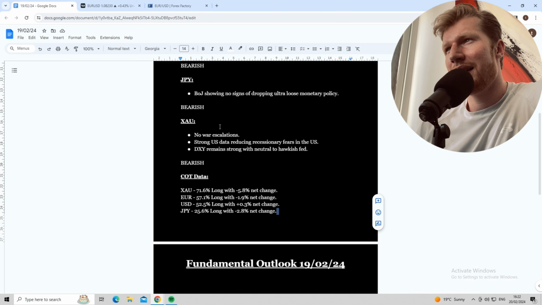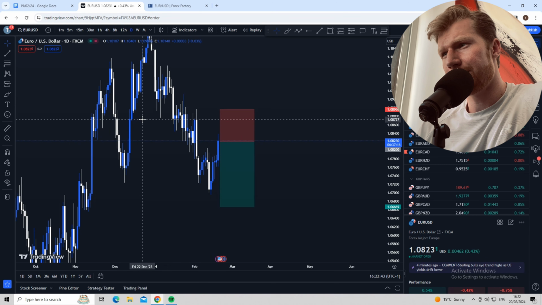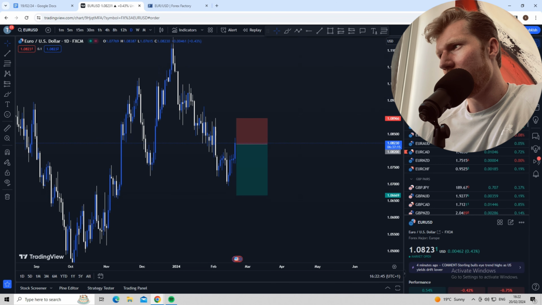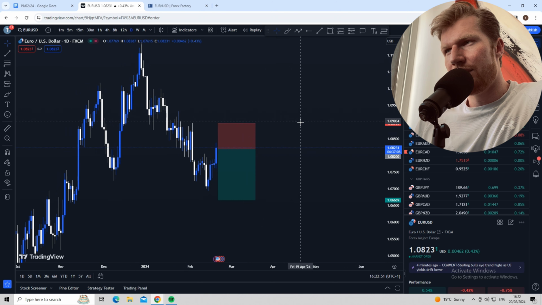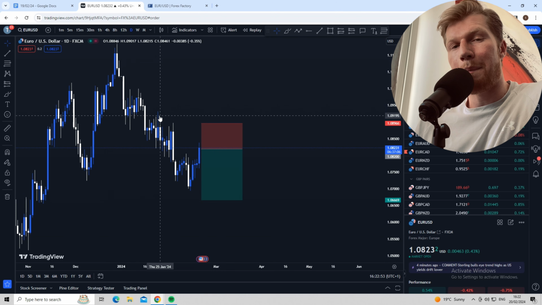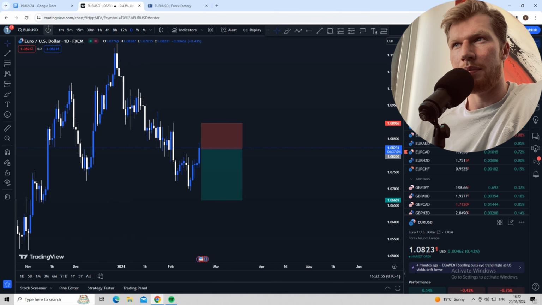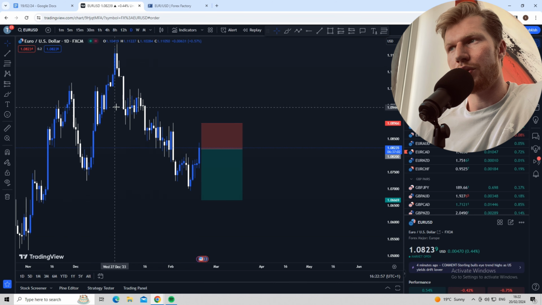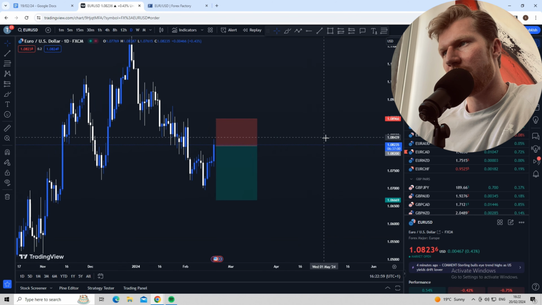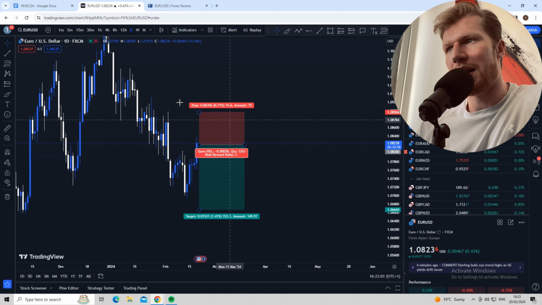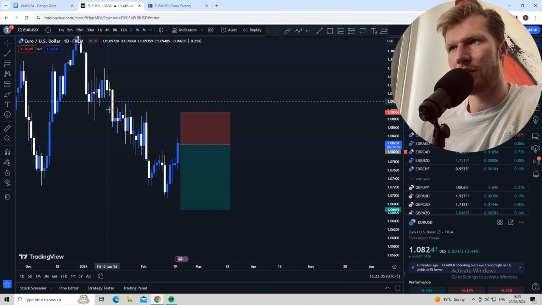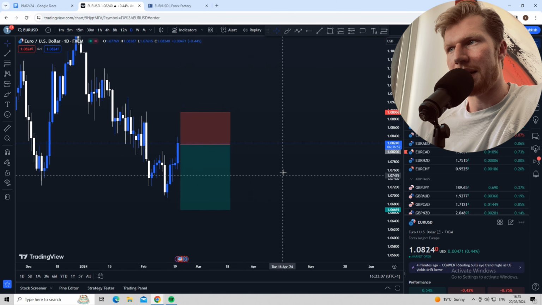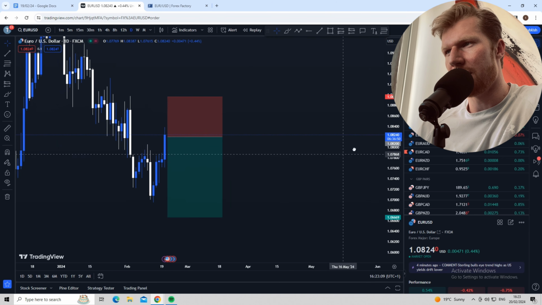Now let's get into the charts. So we'll start on Euro USD. Doesn't really matter. Let's start on the daily. So as I said, I'm bearish Euro USD because I'm bullish US dollar and I'm bearish Euro. So I'm bearish Euro USD. Now I've had this bias for basically since the start of 2024, more or less. Ever since we had this break of structure, I've maintained a bearish stance on Euro USD.